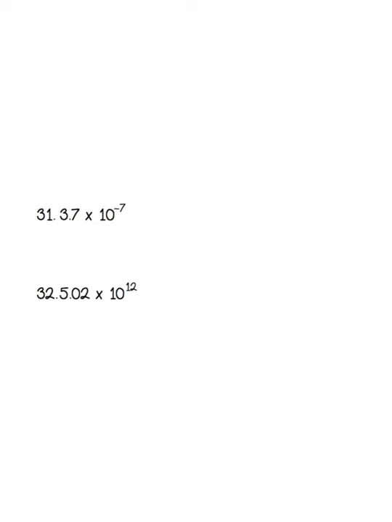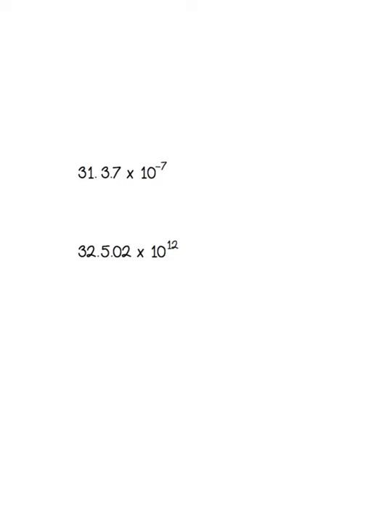For problem 31, it is 3.7 times 10 to the negative 7th power. If we were to write this in standard form, we will take our decimal place and move it to the left 7 places because it's to a negative power. For 32, it's 5.02 times 10 to the 12th power, so we'll be moving it 12 spaces to the right to make it a bigger number.